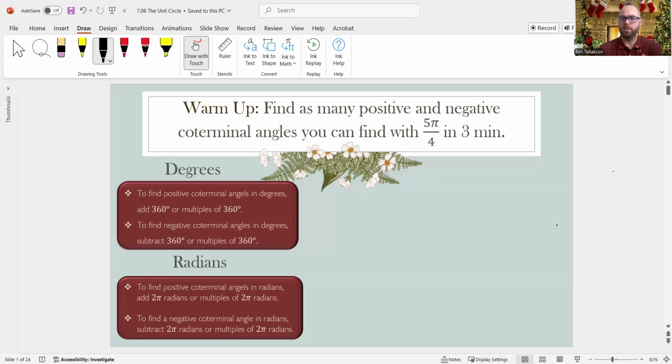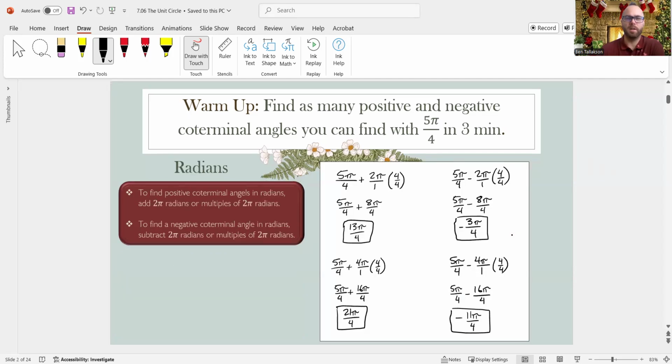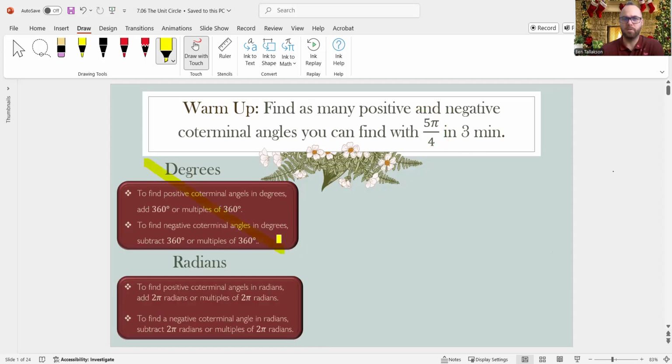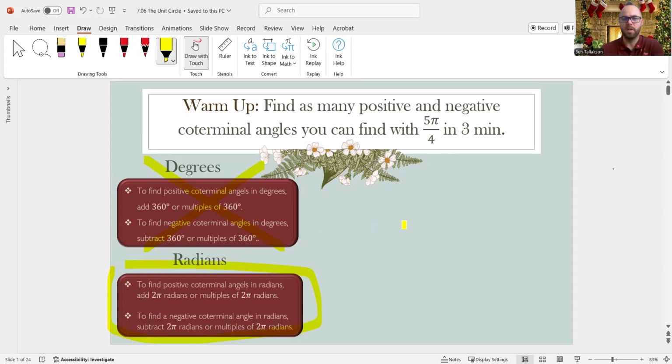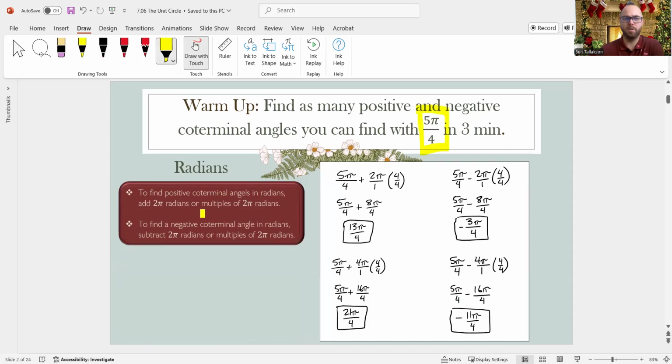Now that you've given yourself some time to find those coterminal angles, let's see what they are. I went ahead and found 2 positive and 2 negative. The thought process behind this would be, what kind of angle am I dealing with? This is radians, so you should have realized this is not degrees. We're going to use radians. And just like we've learned before, if you want positive, you add 2 pi or increments of 2 pi.